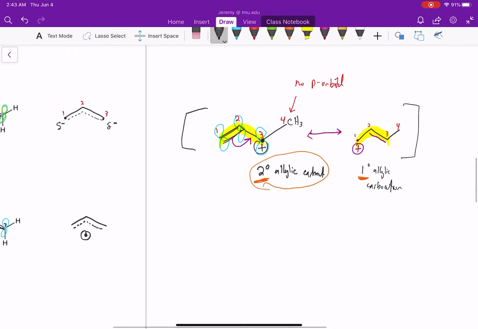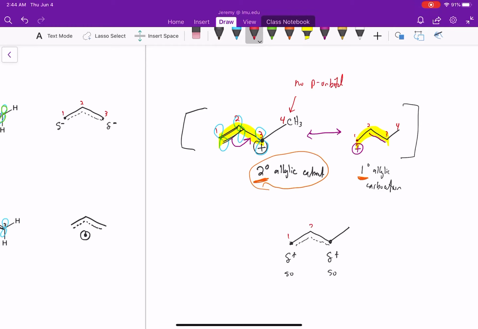So if we drew a resonance hybrid here, right? 1 and 2 can have a double bond or not. 2 and 3 can have a double bond or not. We can still put a partial plus at carbon 3 and a partial plus at carbon 1. But the reality is this is not going to be 50-50, where you have half of a plus at carbon 3 and half of a plus at carbon 1, right? Because carbon 3, being secondary, would prefer to have the carbocation, right? So it's not going to be a 50-50 mixture.